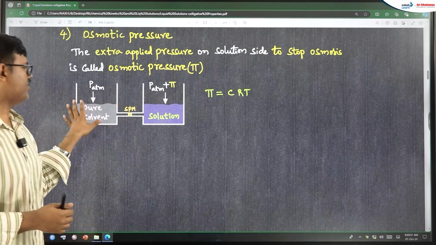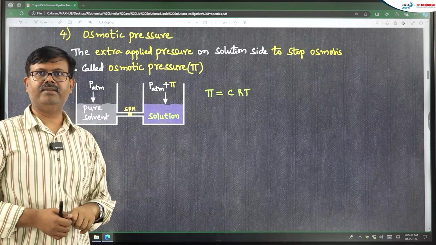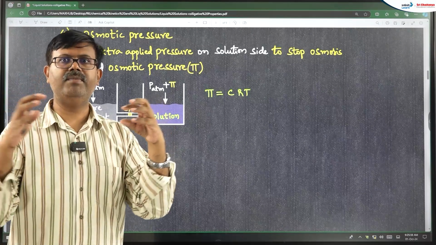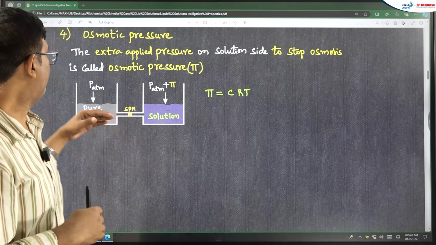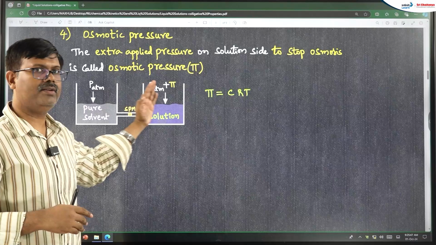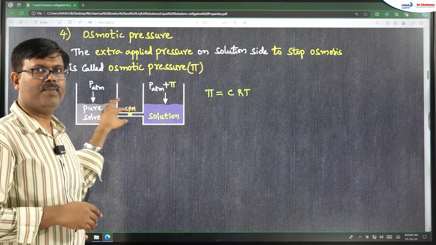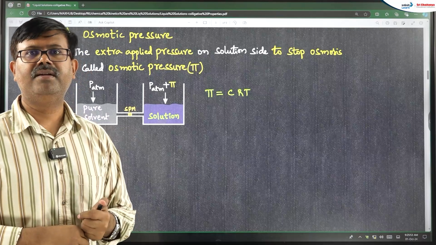Now see, suppose there is a pure solvent on one side and a solution on the other side. If you connect them with a semi-permeable membrane, then the pure solvent flows from this side to the solution side through the semi-permeable membrane. This is called osmosis.